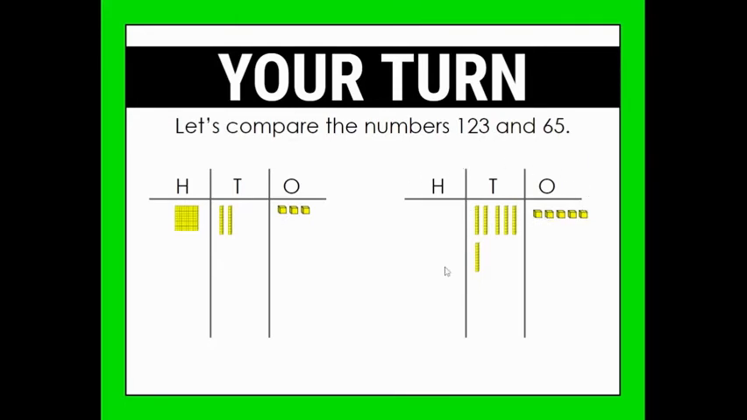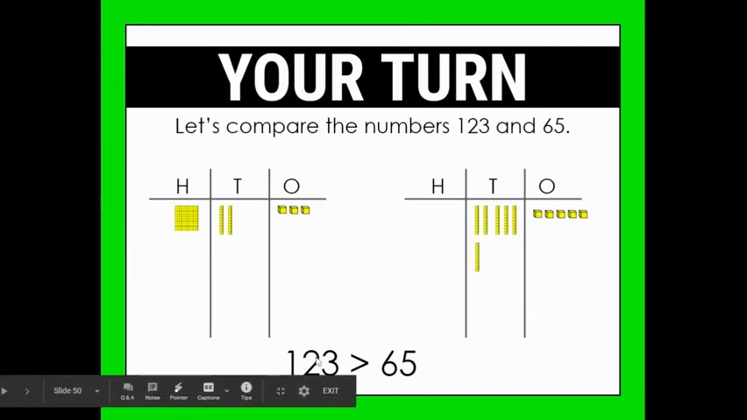Now I'm looking at 65 and I see I have 6 right here, but are those hundreds? No. I look at my hundreds first. Does it have any hundreds? Nope. So I already know which one is bigger because this one has 1. This one has none. That means this one has to be bigger, and this was our 123. So when we write it out, we have 123 is greater than, mouth opening towards it, 65.